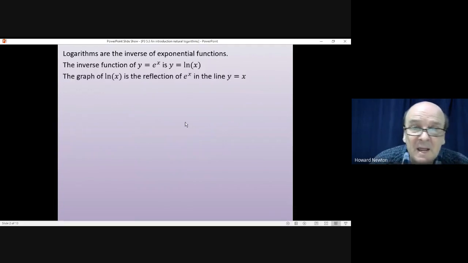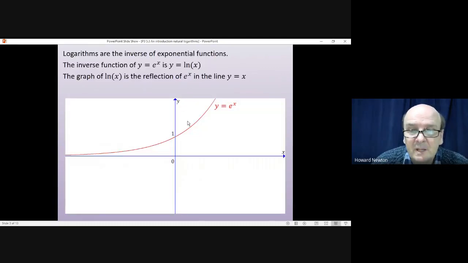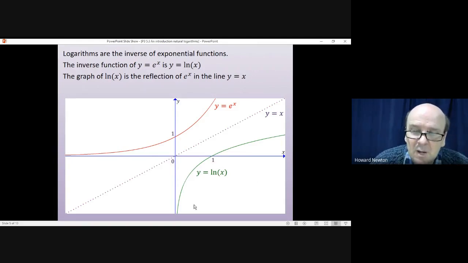The graph of ln x is the reflection of e to the x in the line y equals x, which is true for all inverse functions. If you want to draw the graph of an inverse function, you just reflect the original function in the line y equals x. So y equals e to the x looks something like that. If we draw the line y equals x, it goes diagonally like so. And then y equals ln x will be the reflection of this in that line. As you can see, y equals ln x is an increasing function. It does get bigger and bigger as x increases.